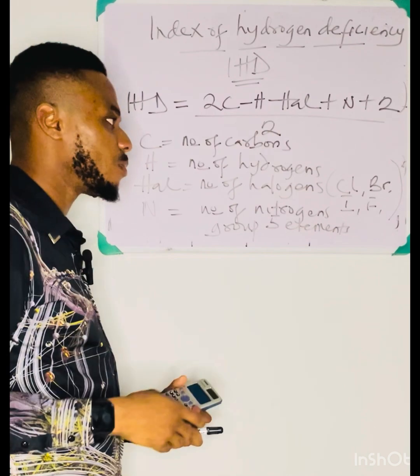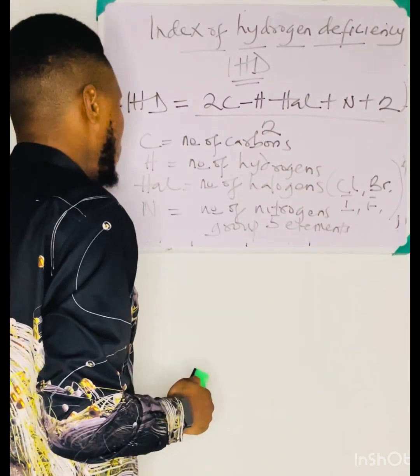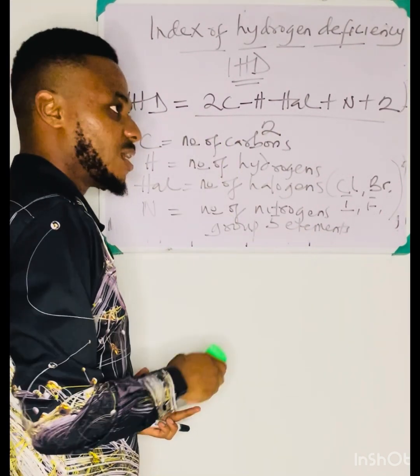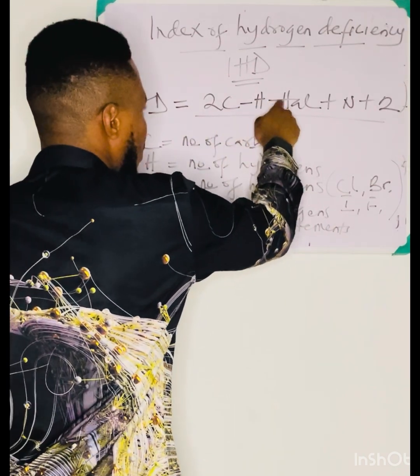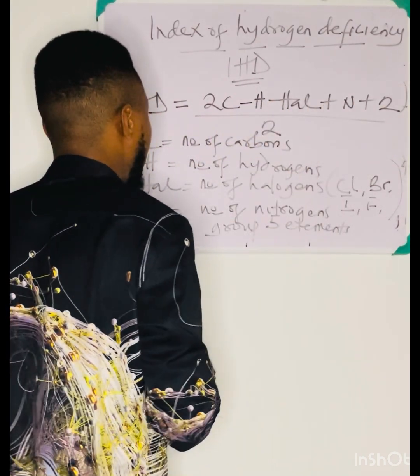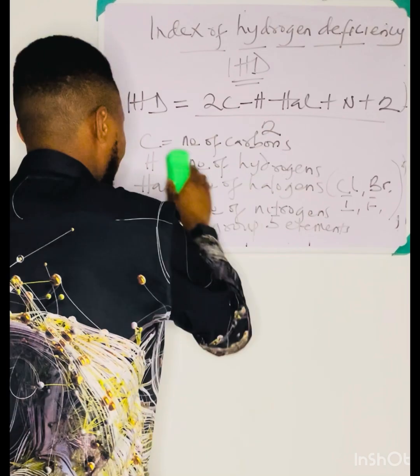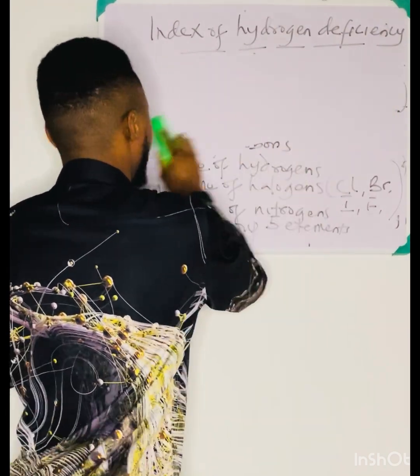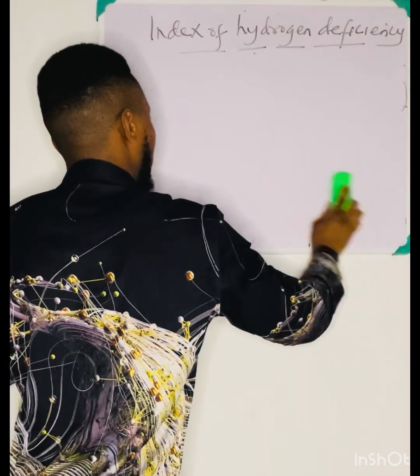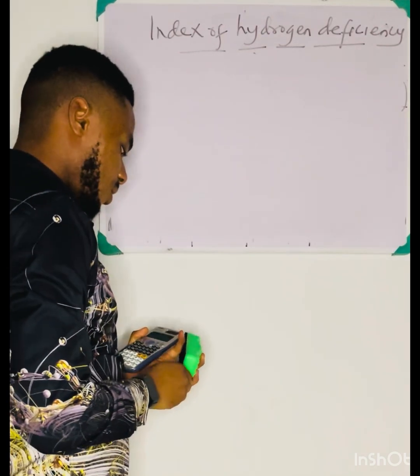All right, I will explain more of this in hybridization. So take down this, you can pause it and take down the formula. This is 2C minus H minus HAL plus N plus 2, divided by 2. Now let's look at one example. Okay, so now please take down.